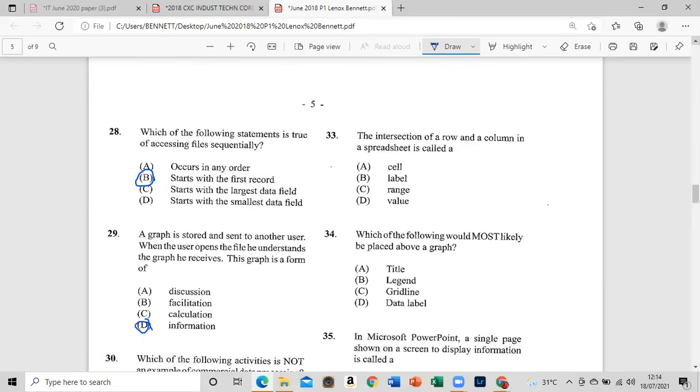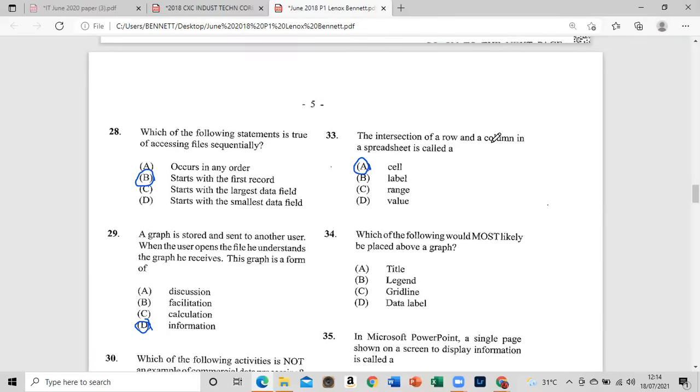The intersection of a row and column in a spreadsheet is called a, is it a cell, is it a label, is it a range, is it a value? And we discussed this earlier. With maths matrices, it would be row by column, right? But in this, it is column, intersection of a row and a column. Oh, it doesn't matter. It's a cell. But a cell is normally read from column to row. That's okay, that was not the question we were focusing on.